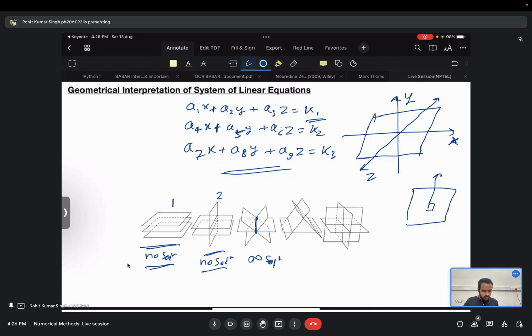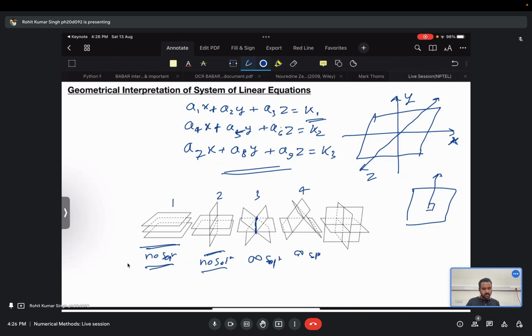Now one more thing can happen. For example, in the fourth case, what's happening here? All the three are intersecting, right? All the three are intersecting each other, but on different lines, right? So in this case also, you have infinite solutions.